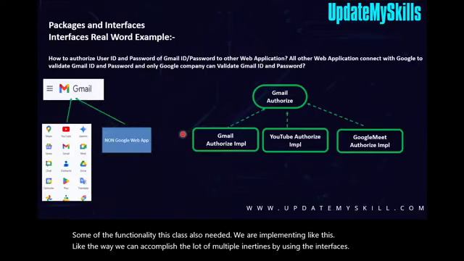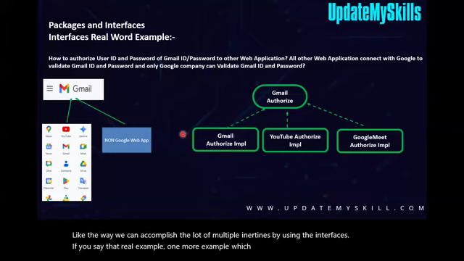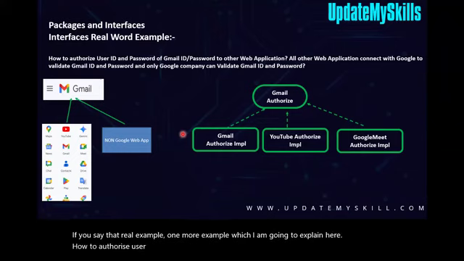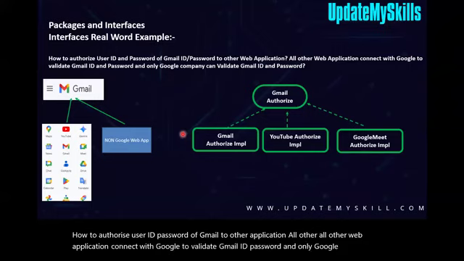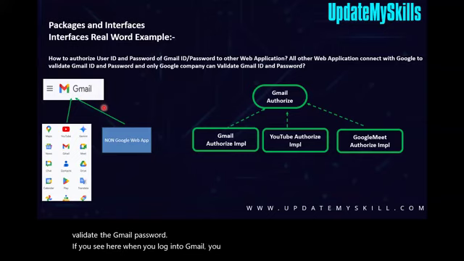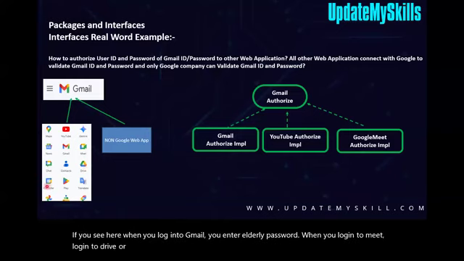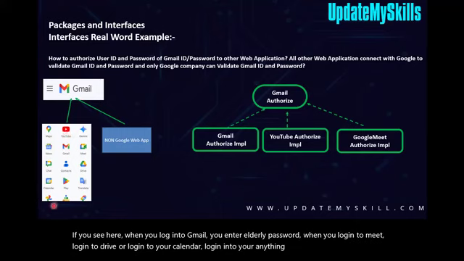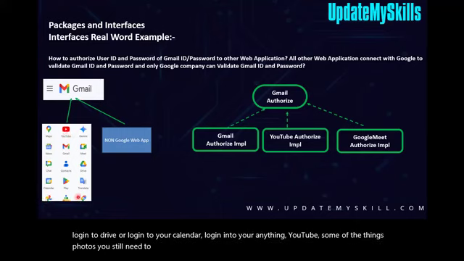If you want a real example, here is one more example which I'm going to explain: how to authorize a user ID and password of Gmail for other applications. All other web applications connect with Google to validate a Gmail ID and password, and only the Google company can validate the Gmail password. When you log into Gmail, you enter user ID and password. When you log into Meet, Drive, your calendar, YouTube, photos, you still need to enter the Gmail user ID and password.